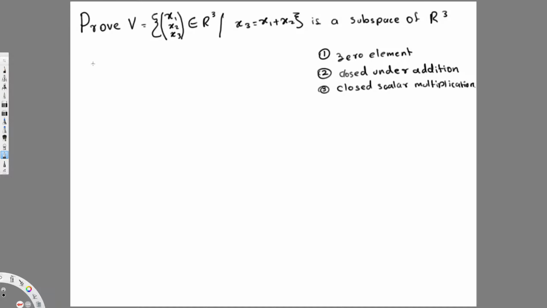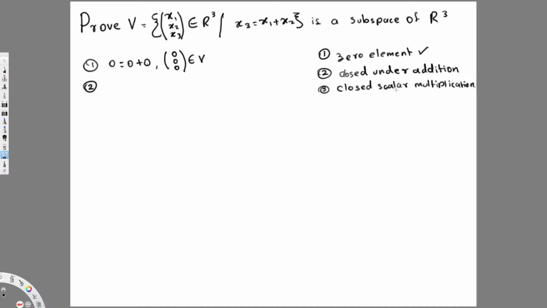So let's begin with the first one. It should contain a zero element. In order to check whether it contains a zero element, first we have to put 0 for each value x1, x2, x3 and see. If I put 0 for each of these, it's going to be 0 equal to 0 plus 0. So this value is 0, 0, 0. Therefore this belongs to V. Therefore it contains a zero element. Therefore the first one is done.